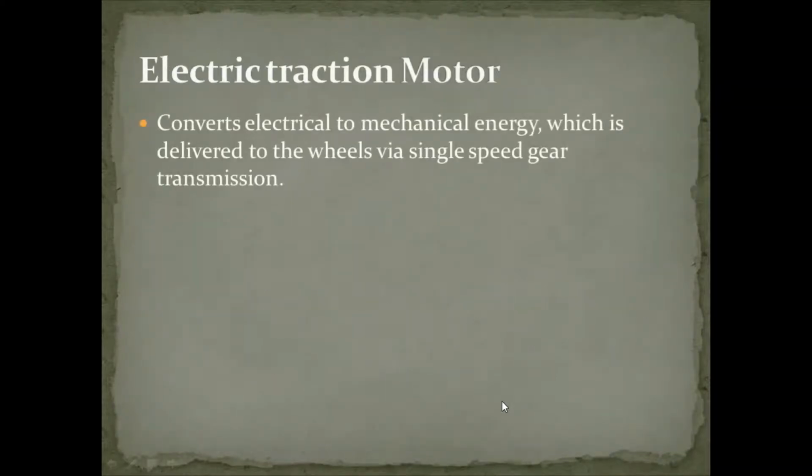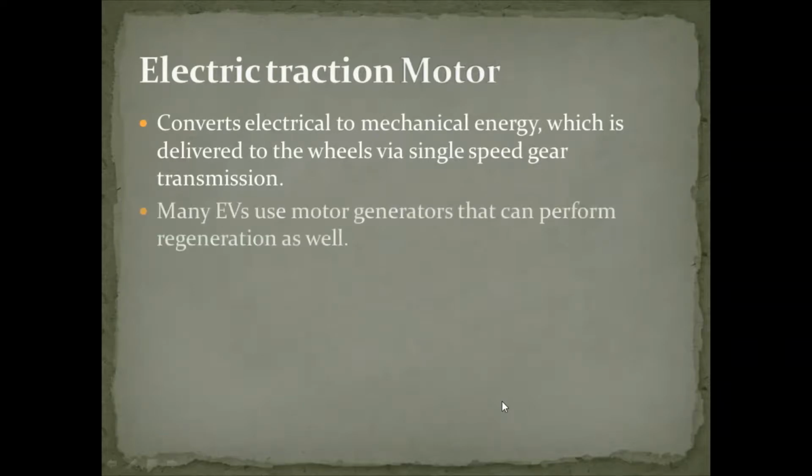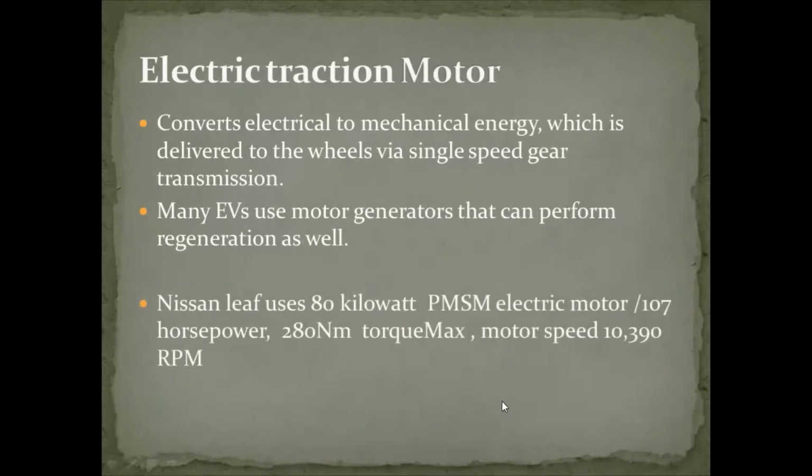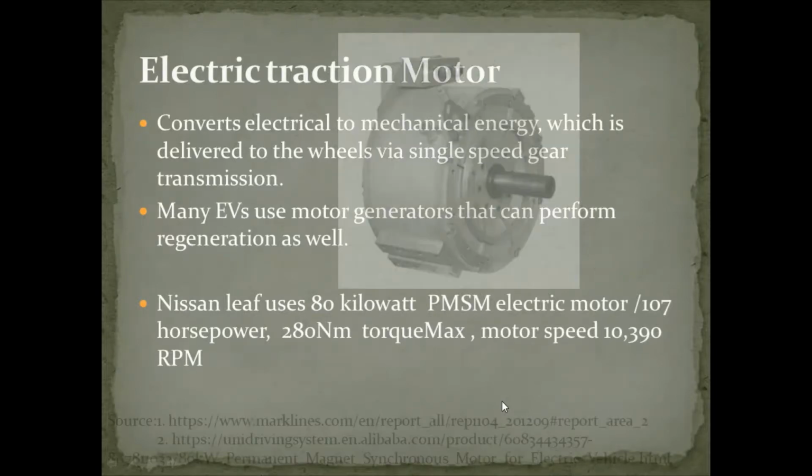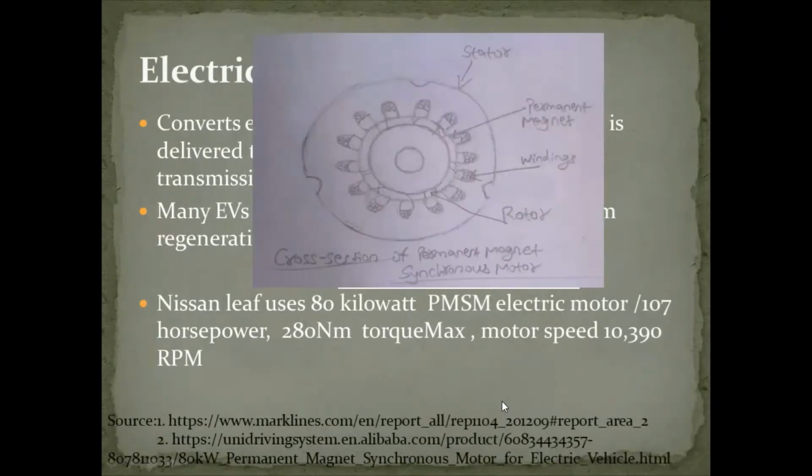So the motor converts the electrical into the mechanical energy, which is then delivered to the wheels via single-speed gear transmission. Also, many electric vehicles have a motor generator that can perform the regeneration during braking. The motor that Nissan Leaf uses is an 80 kilowatt permanent magnet synchronous motor. Here is the diagram for it, which has the capability of operating at different speeds without any need of a gear system.